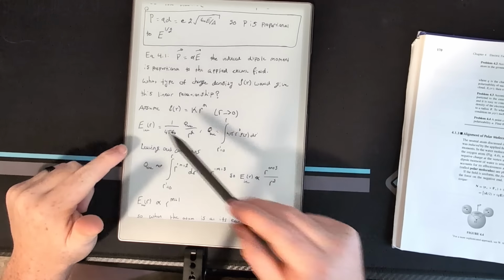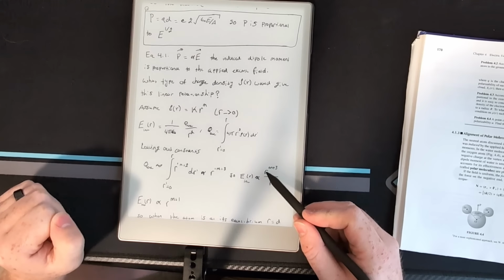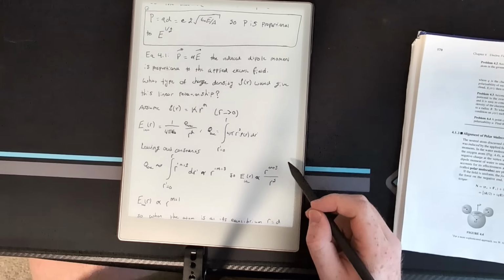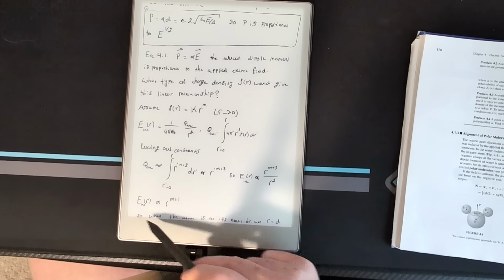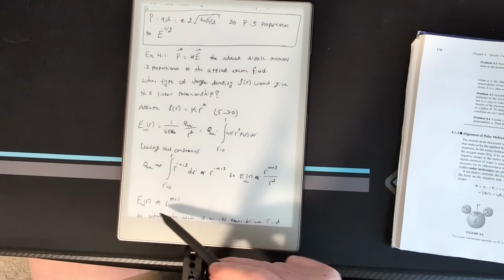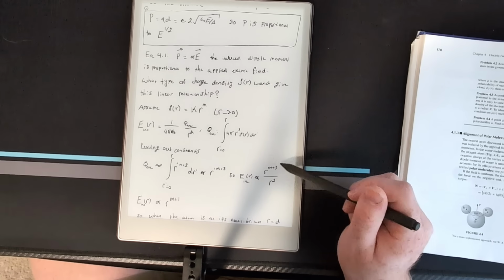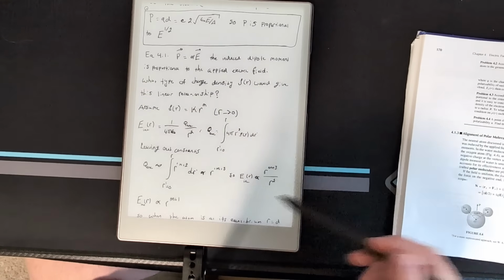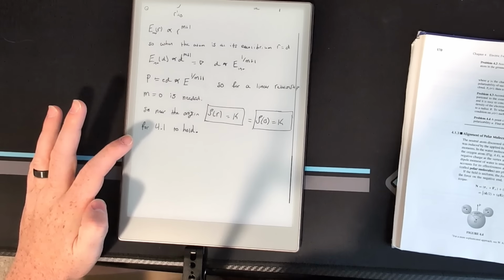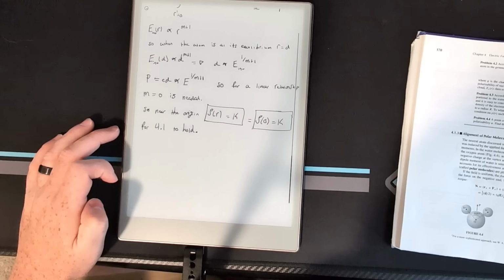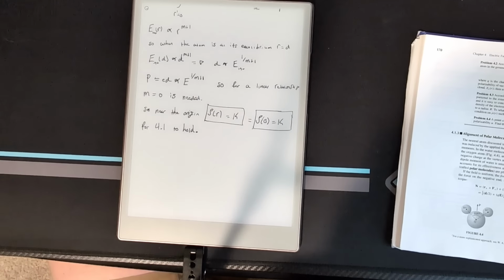So what we end up finding is that the electric field ends up being proportional to r to the m plus 3 over r squared, because there's an r squared here. And so the electric field is proportional to r to the m plus 1, because the r squared cancels two of the exponents here. So when the atom is at its equilibrium of d, then the electric field is proportional to d to the m plus 1.